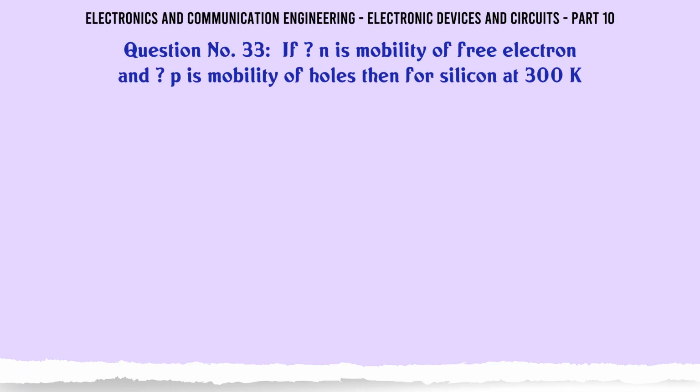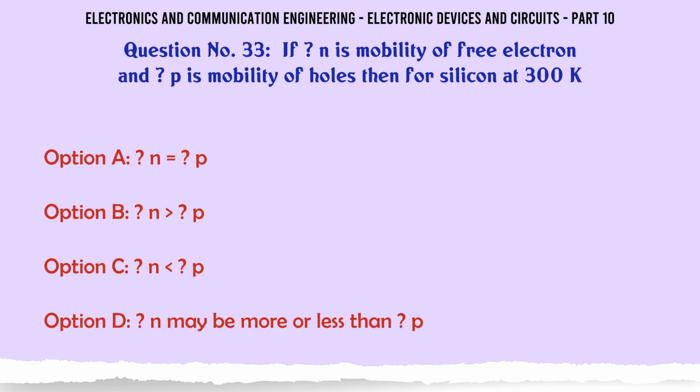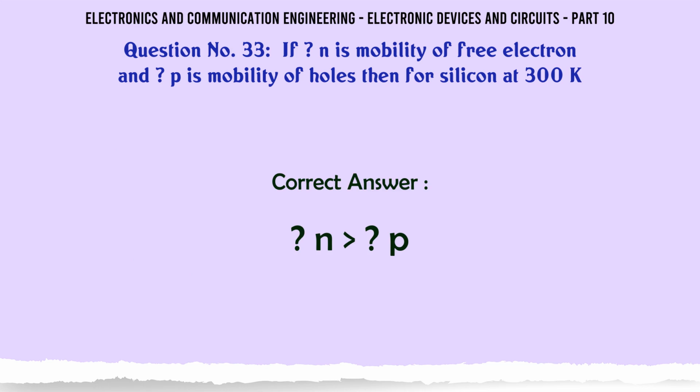If μn is the mobility of free electrons and μp is the mobility of holes, then for silicon at 300 K, A. μn > μp, B. μn < μp, C. μn = μp, D. μn may be more or less than μp. The correct answer is μn > μp.